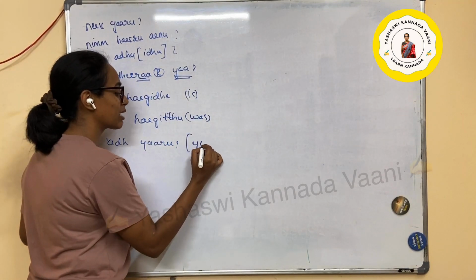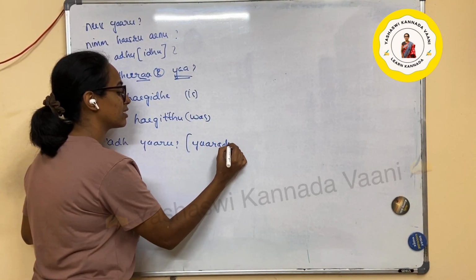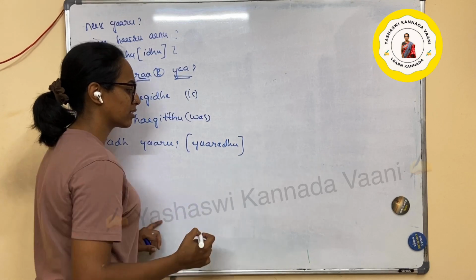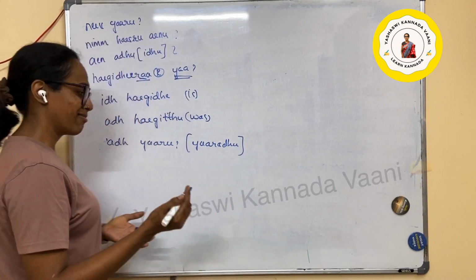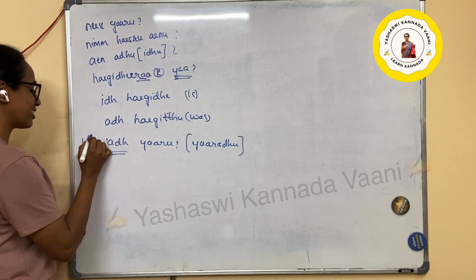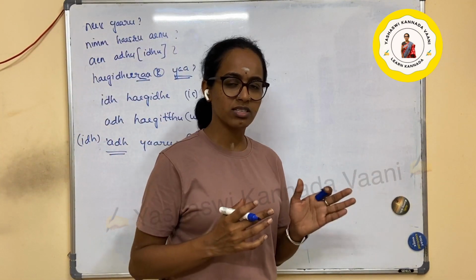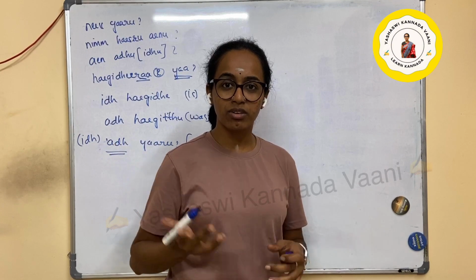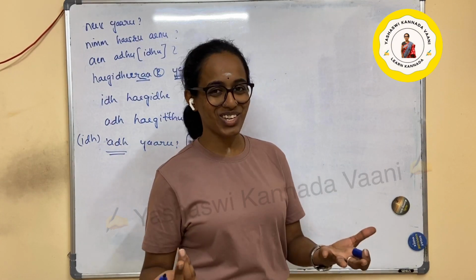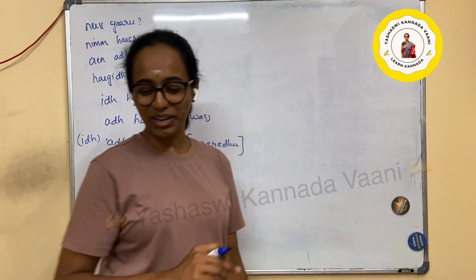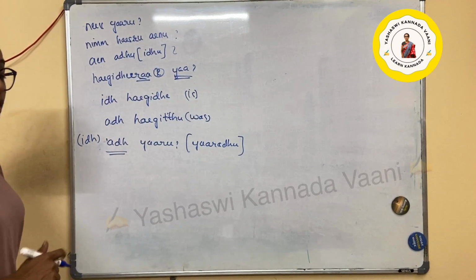So yaradu becomes one simple word. Yaradu. Who is that? Who is this? Then you replace adu with idu. Yaridu. Idu yaru. Who is this? Idu yaru. Adu yaru. Yaradu. That's how we just say it in spoken language. Okay na?